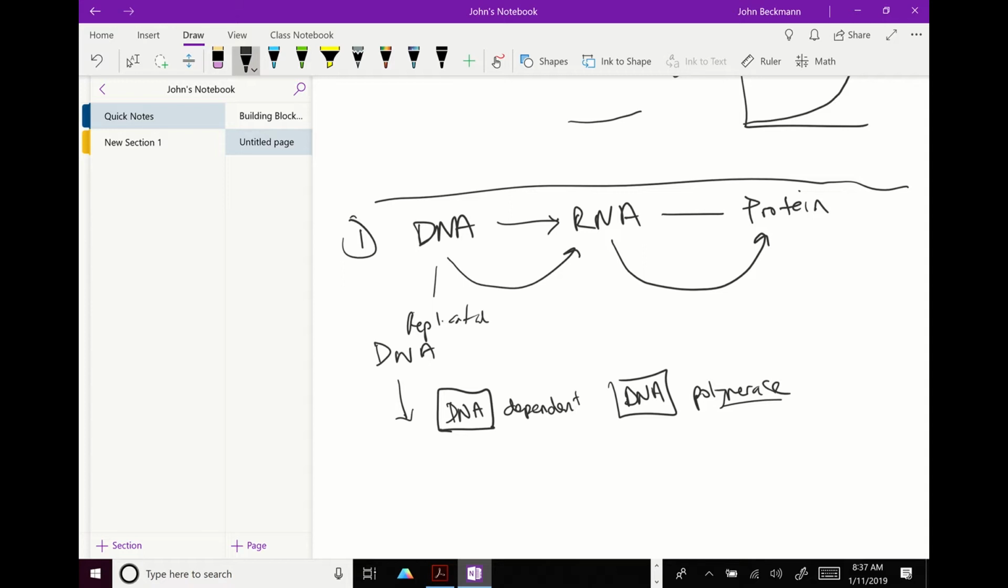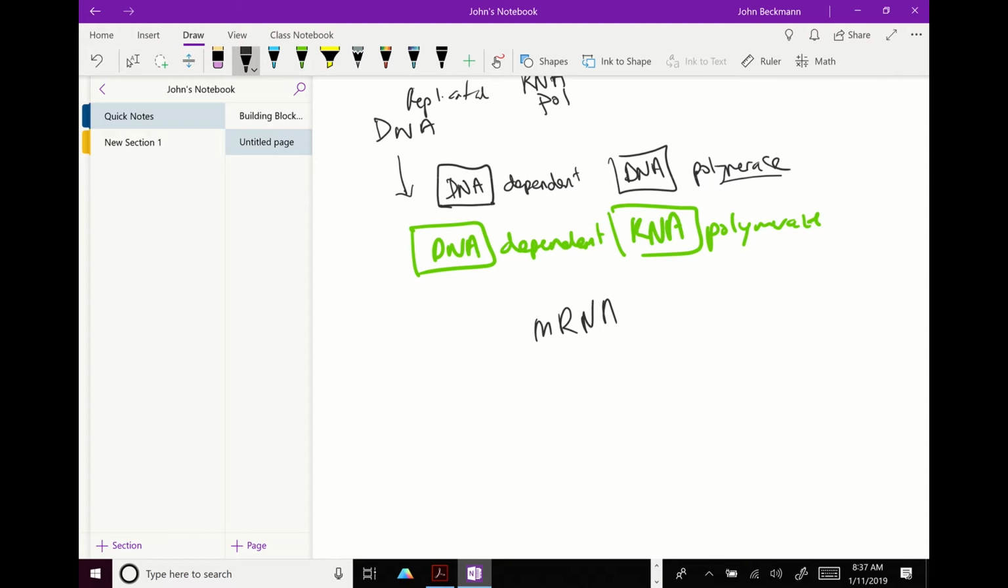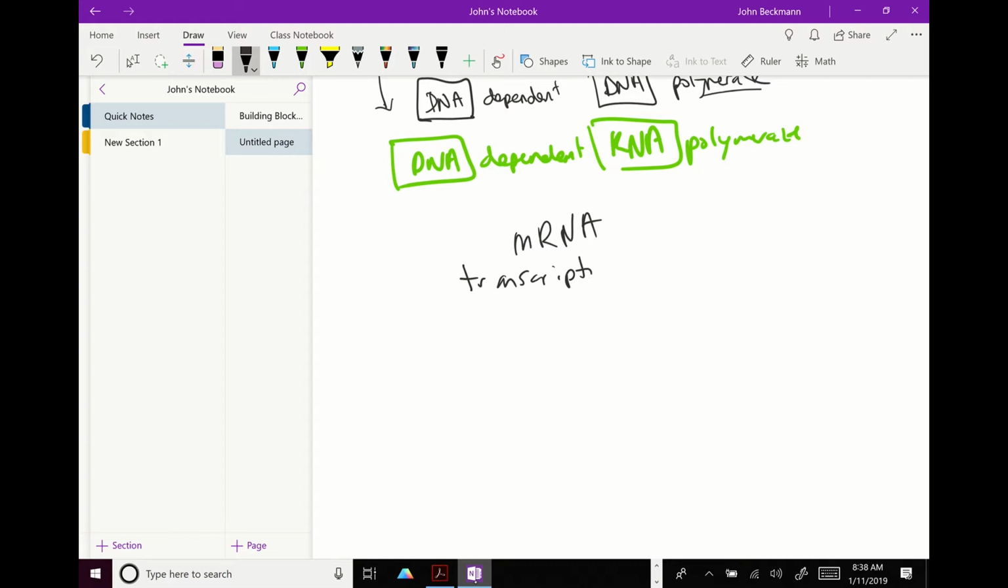There are DNA-dependent RNA polymerases. Ooh, nice. And that means they read DNA and they write RNA. And those are the ones, RNA polymerase, that control the first step of the central dogma. Those are the ones that make messenger RNA. Okay. So this process is called transcription.